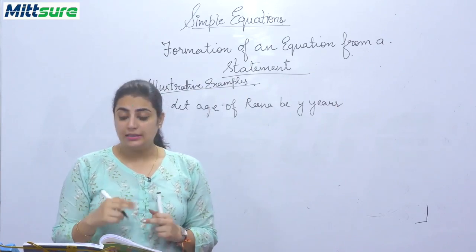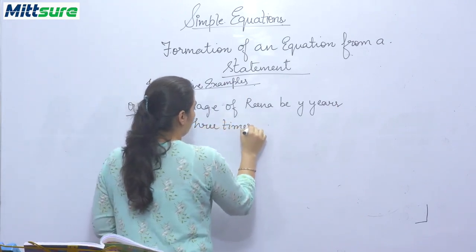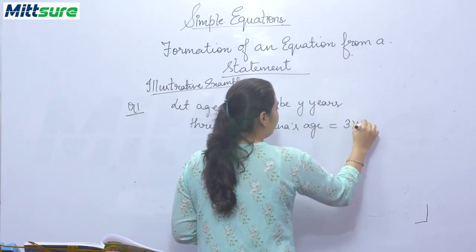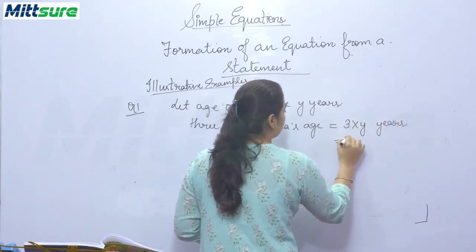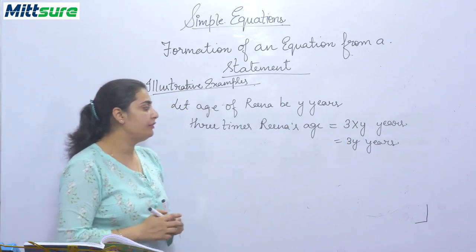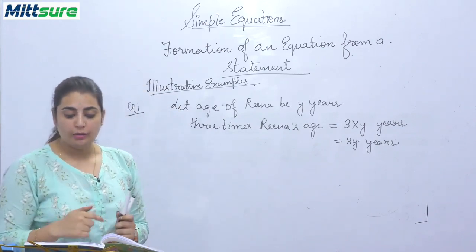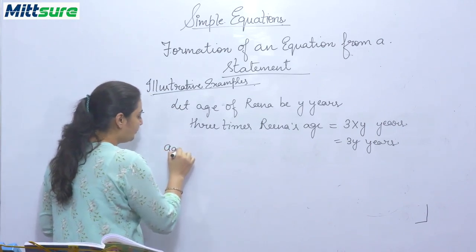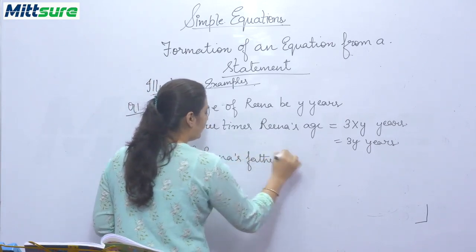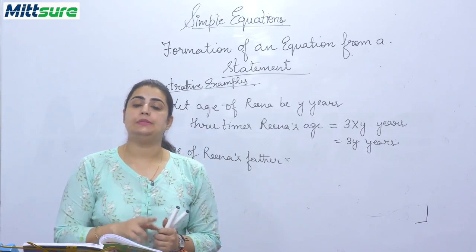Now, what is the next information given? Then 3 times Reena's age. 3 times Reena's age means Reena's age equals 3 multiplied by y years. Now this will be expressed as 3y years, because it is implied that whenever there is no symbol between the numerical coefficient and the variable, the sign that is existing is only of multiplication. Now, the age of Reena's father. What is the age of Reena's father? Reena's father is 5 years older than 3 times Reena's age.